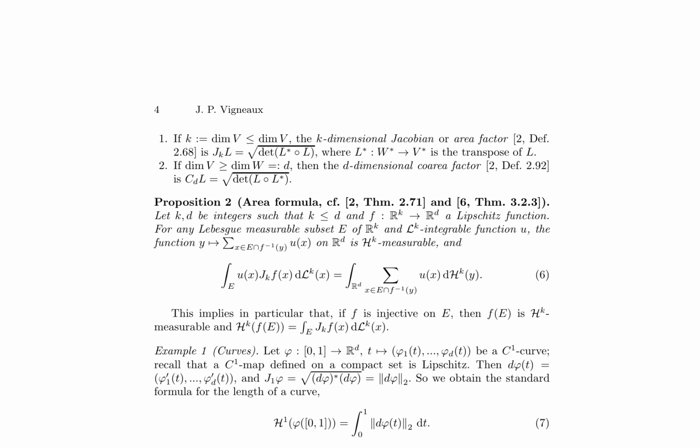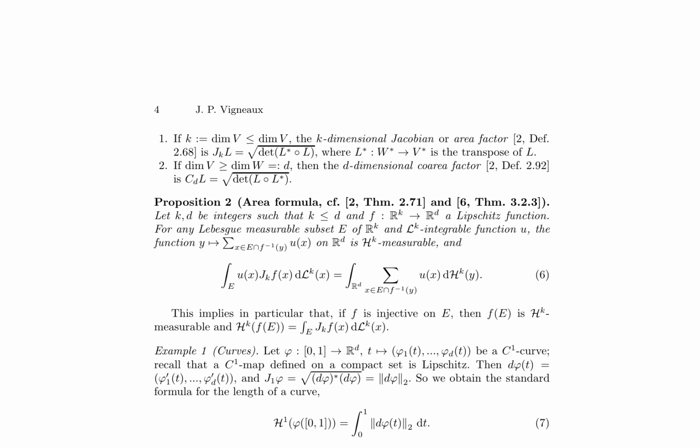The section begins by defining the Jacobian factor as the square root of the determinant of the transpose of a linear transformation L composed with L, under the condition that the dimension of the domain V is greater than or equal to the dimension of the codomain W. The co-area factor is defined similarly, using the determinant of the linear transformation L itself.